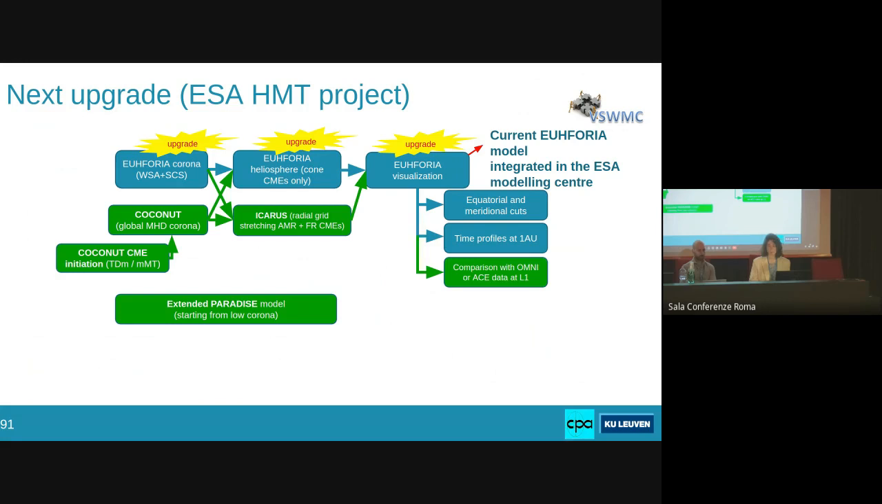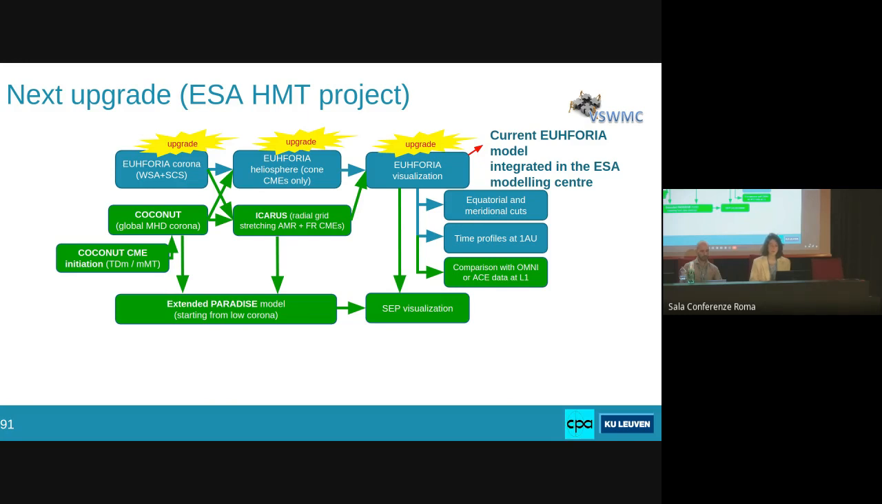And then both of them, so both the coronal model and the heliospheric model, are coupled to the extended PARADISE model, the solar energetic particle model that is also being integrated. Because now, instead of only using the solar wind from the heliospheric model, it can also use the data from the low corona, where also quite a big portion of particles get accelerated.